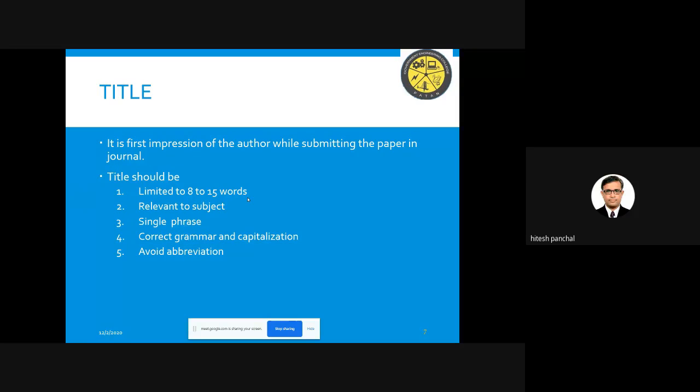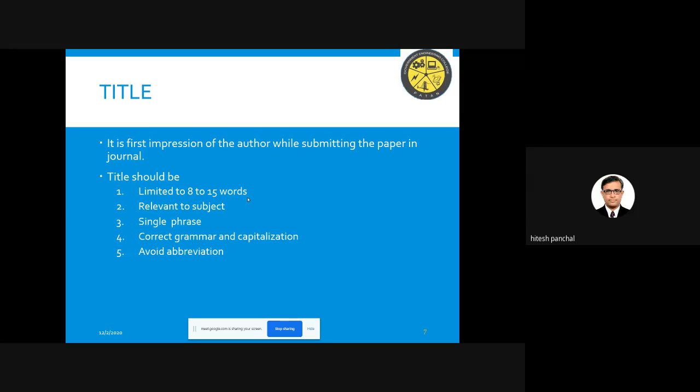If you will submit your paper, sometimes within 1 or 2 hours, you will get an email from the journal that your paper is rejected. The simple answer is that whatever title you have put in the research article, the content of the title is not matched with the content of the research paper. So based on these two things, your paper will be rejected. Okay, that's why we can say that a title is the first impression of the author while submitting the paper in the journal.